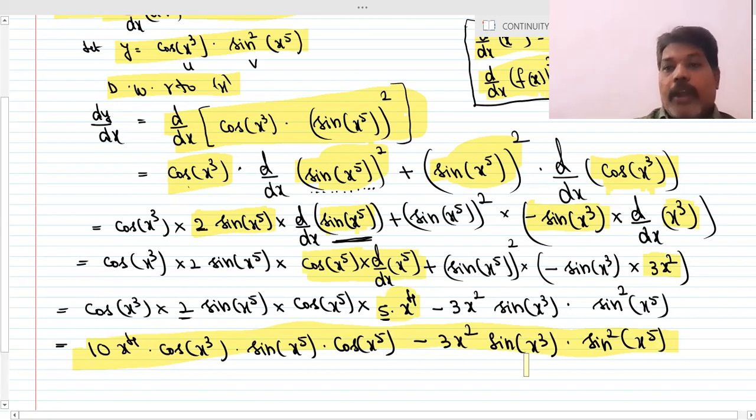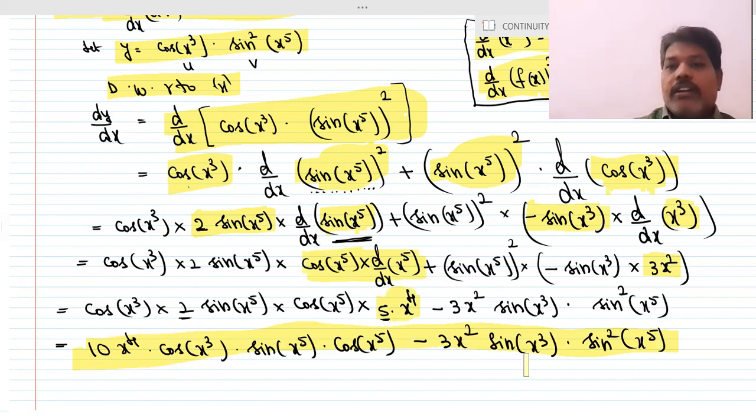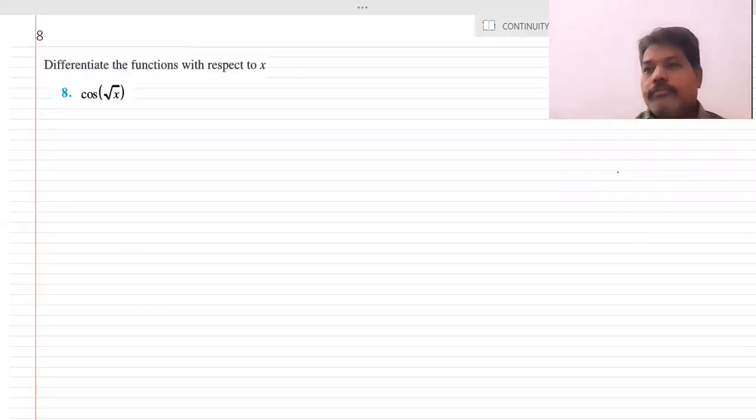So see that question and practice it a number of times, you can understand easily. So see the next question, students. What is the derivative of cos of root x?